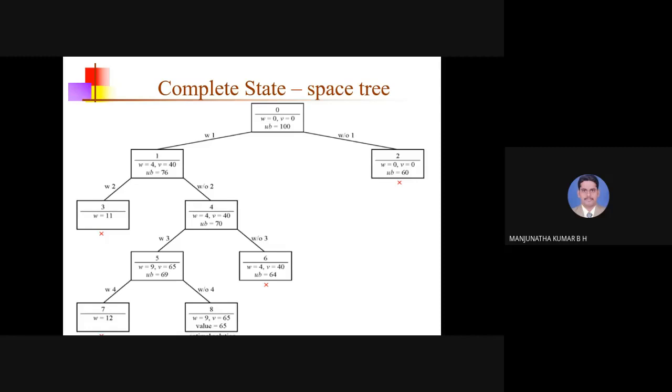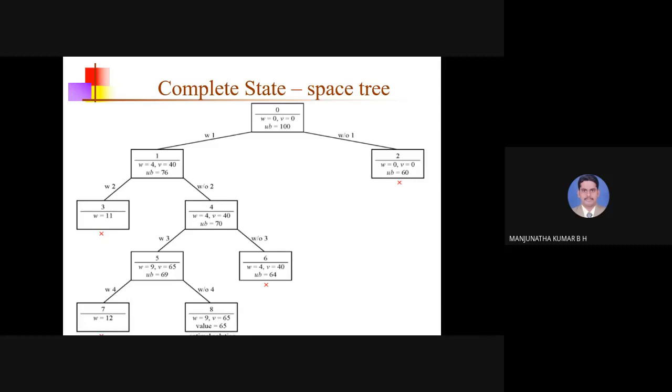Shall I go in the left side of node 5? No. If you go in the left side, you will not get the goal node. Goal node is node 8 now. So from node 5, I should go in the right side. What is the label of the right side? Without 4, means item 4 is not placed. Now I reach the node 8.